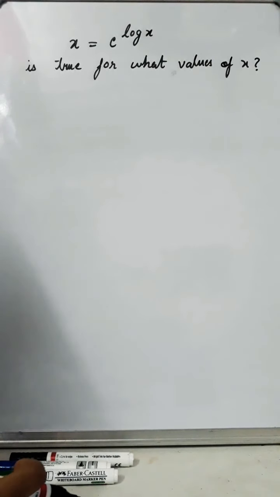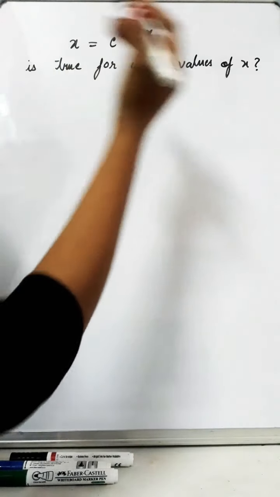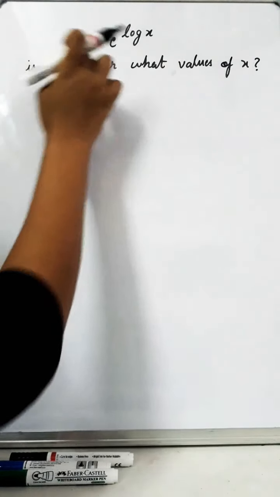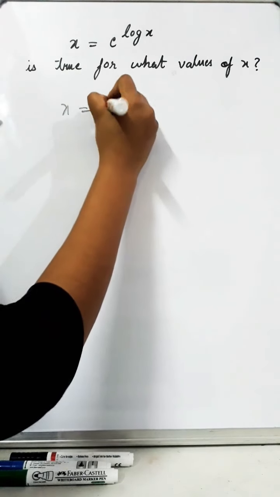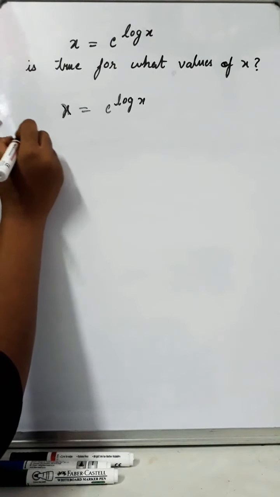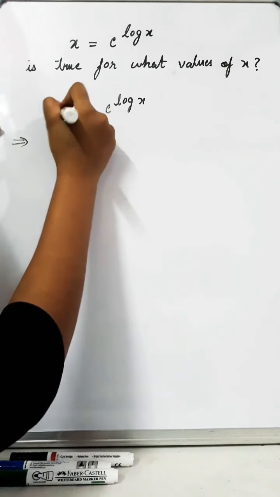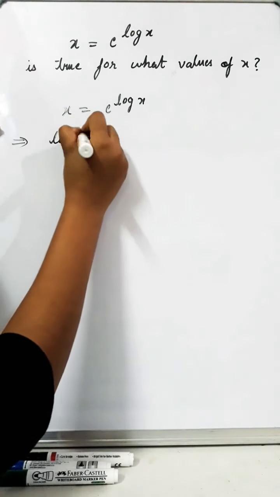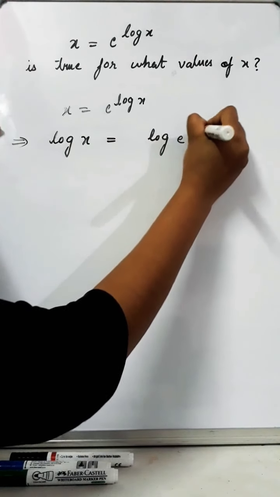So let us begin. We are given x is equal to e to the power log x. Is this true for what values of x? That means we have to find the domain where this equation is satisfied. So x is equal to e to the power log x. Let us take log on both the sides, because taking log is the only option here, because e is raised to some function of x. So log of x is equal to log of e to the power log x.